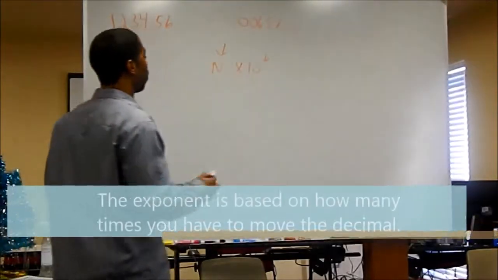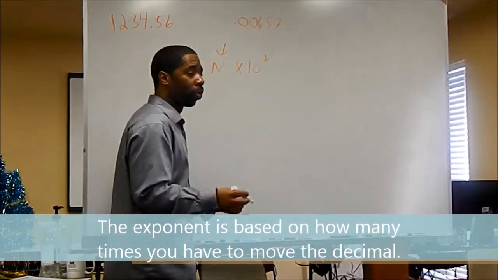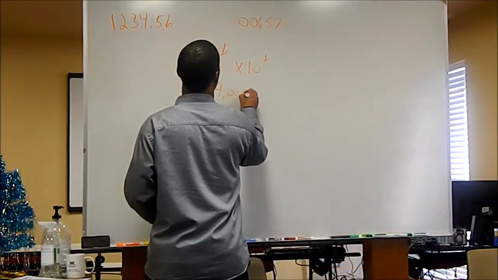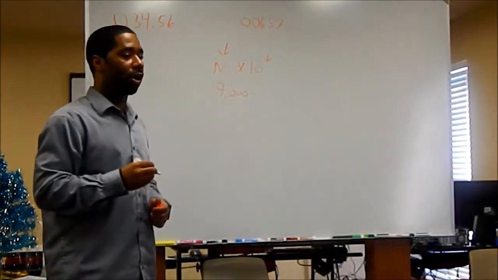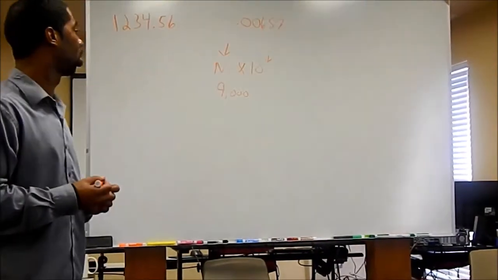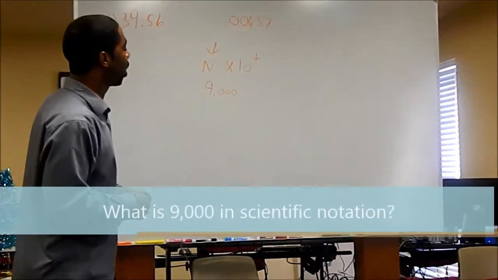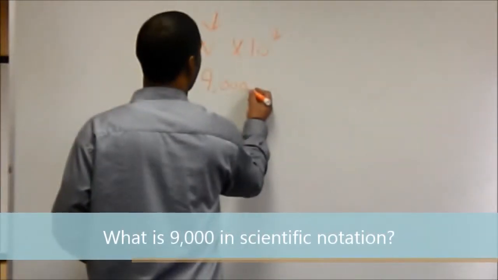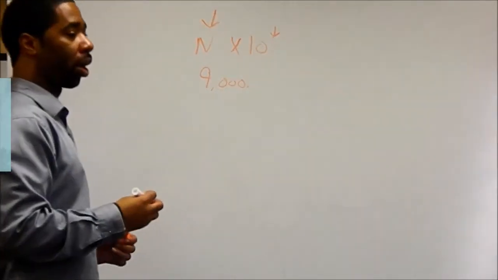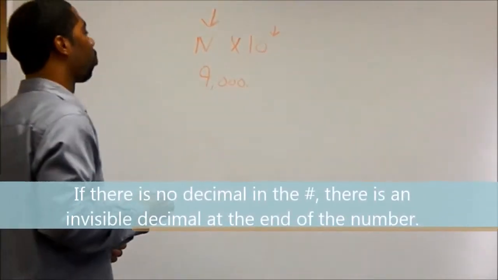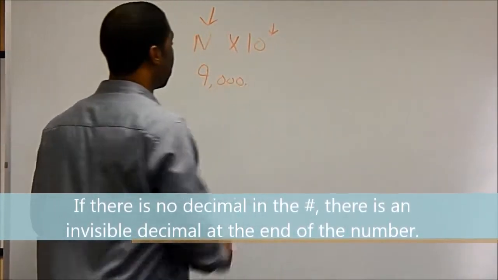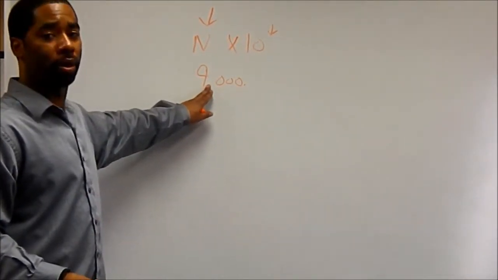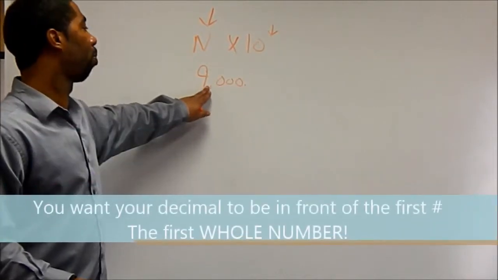So let's say, I'm going to show you guys how to do it both ways. Say we have the number 9,000, and we want to write that in scientific notation. Remember what I told you guys about decimals? If you don't see a decimal in the number 9,000, there is an invisible decimal at the end of it, okay? The first thing you want to do is move this decimal until you get to the very front of the first number. You want it to be in front of the first number.